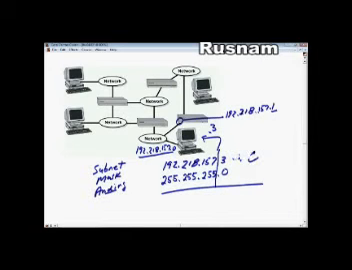Let me get my eraser out here. We can also represent this address like so.